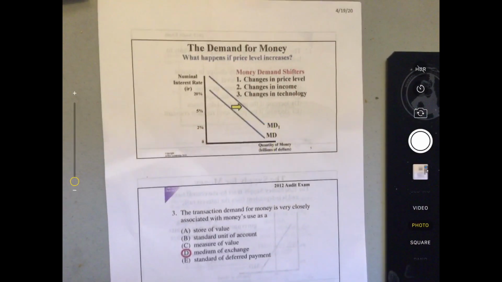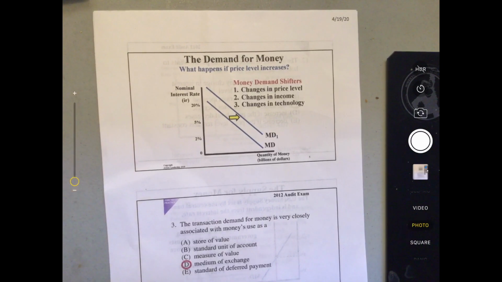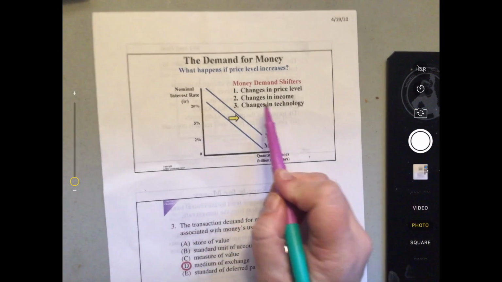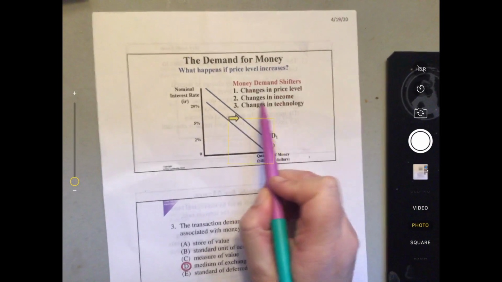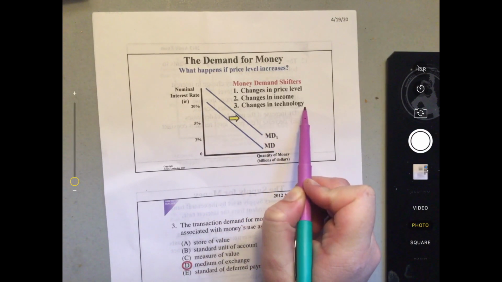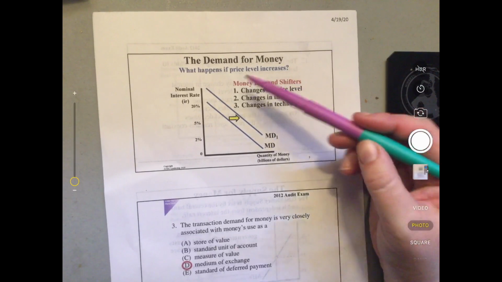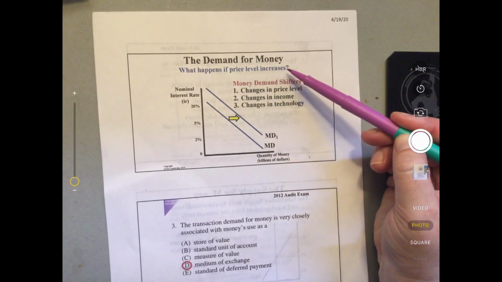Now we are going to learn the three different shifters for the demand for money. We have changes in price level, changes in income, and changes in technology. For instance, what happens if the price level increases?